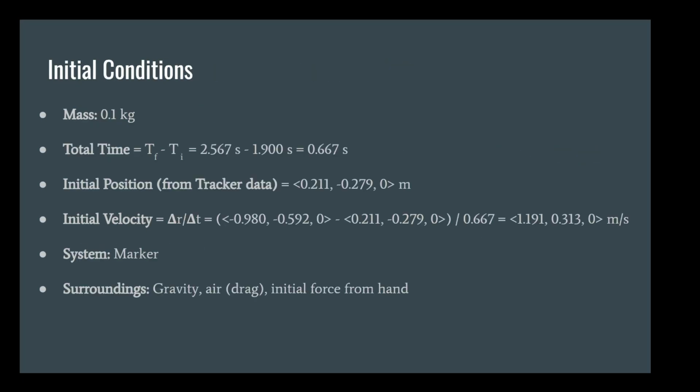Some additional conditions were that the mass of the marker was 0.1 kilograms, the total time in air was 0.667 seconds, and the initial position, which is from the Tracker data, was <0.211, -0.279, 0> meters. The initial velocity, which was calculated using change in r over change in time, was <1.191, 0.313, 0> meters per second. The system was the marker, and the surroundings were gravity, air, which is drag, and the initial force from throwing the marker from our hand.